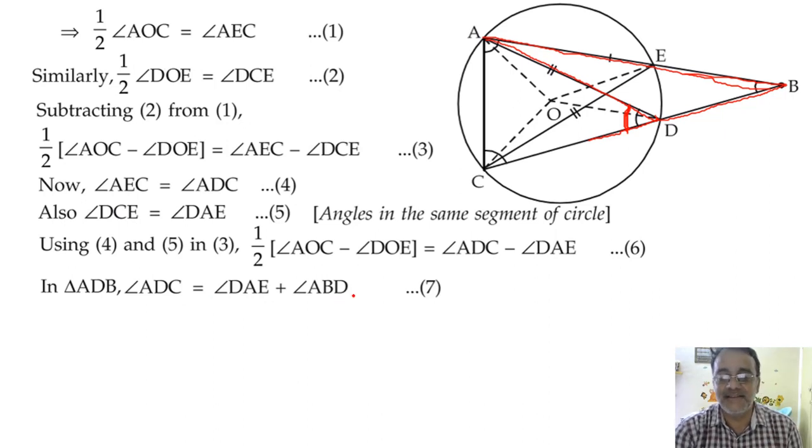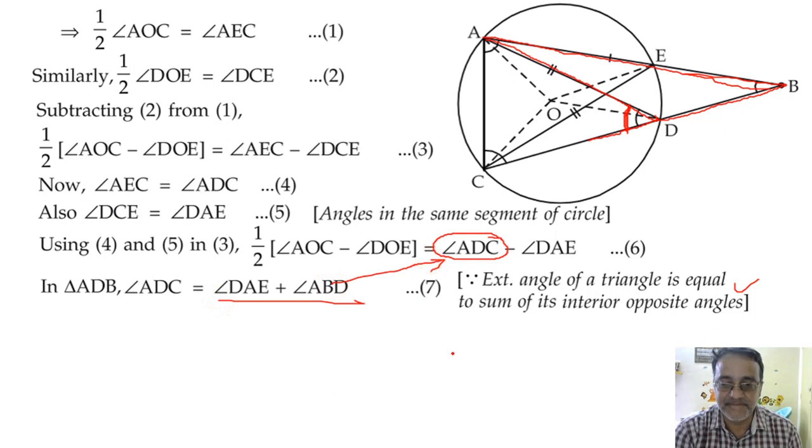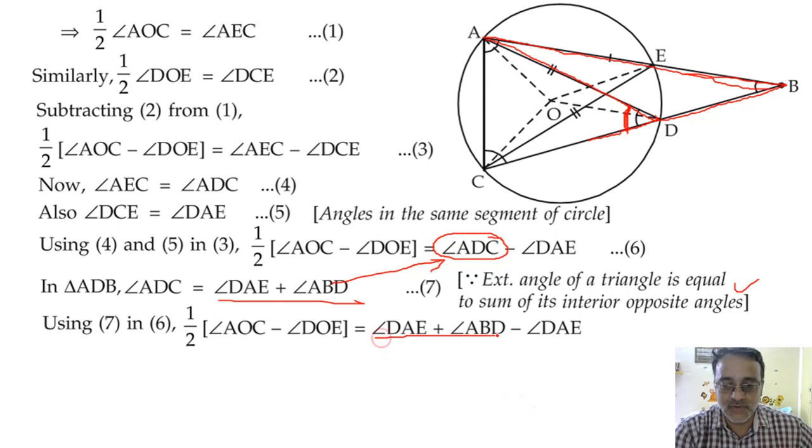Why? Because angle ADC is an exterior angle. The exterior angle of a triangle is equal to the sum of its interior opposite angles. So now we are going to replace this angle ADC by these two. We substitute here. Clear? Is anything cancelling on the right side? Yes, sir, angle DAE. These two are cancelled. So what is left? Angle ABD.